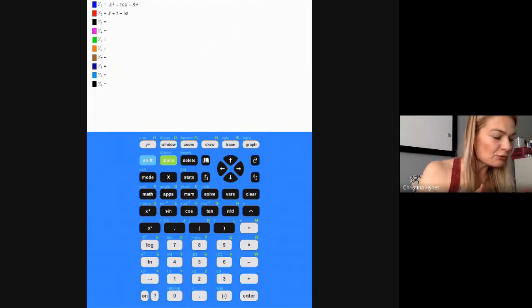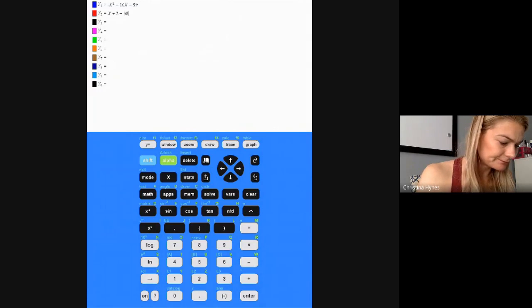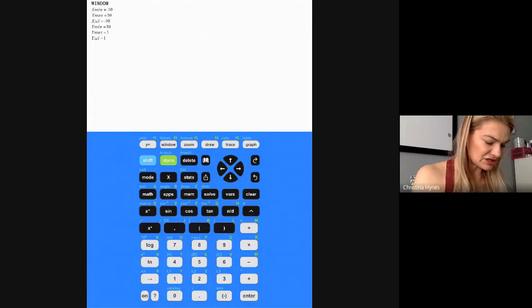Then you want to set your window. Usually I start with the standard window, and if I can't see an intersection, then I'll adjust it that way I can see it a little bit better. But I do know that the y-intercept for the linear one is negative 30, so that's something to keep in mind. Oh, let's fix that. So my window, adjust it to the standard window to start.